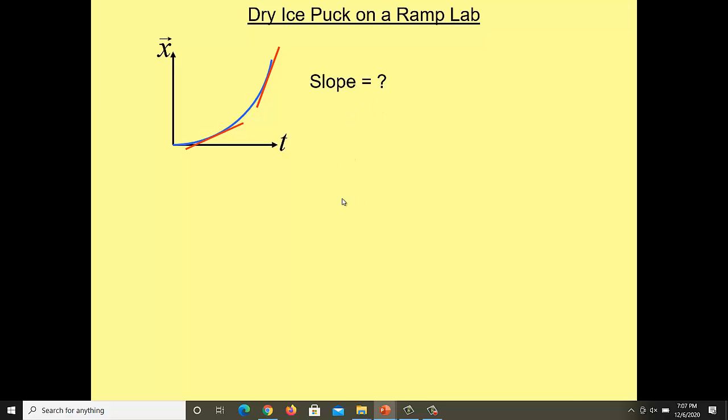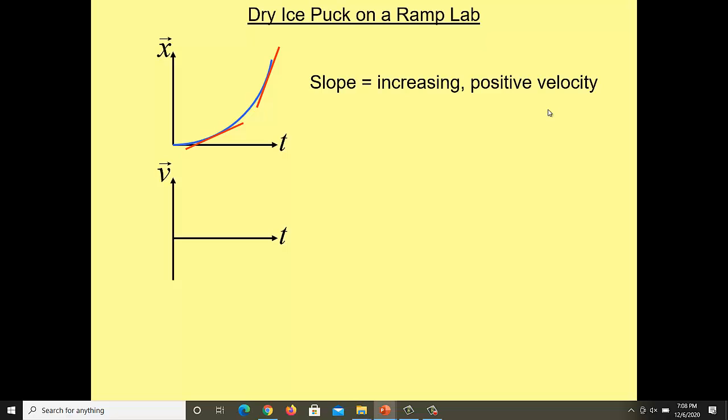What do we notice about those slopes? Are they constant? Are they increasing, or are they decreasing in steepness? Well, they are increasing in steepness. Are they positive or negative slopes? They are positive slopes. And given that this is a position time graph, what do those slopes tell us about the motion of the dry ice puck? Well, the slope of a position time graph is still the velocity.